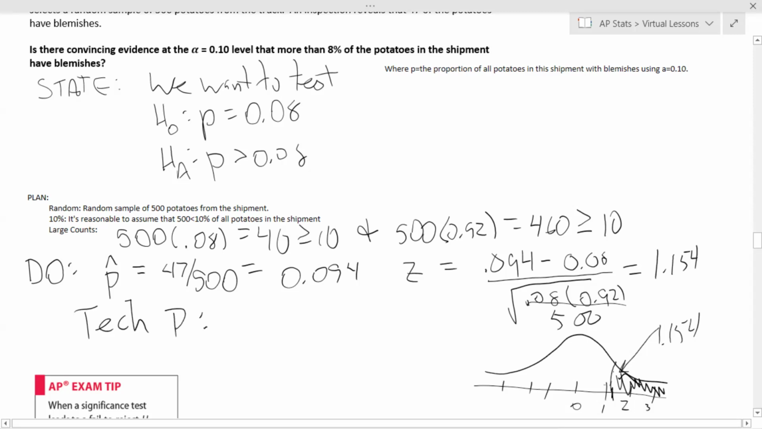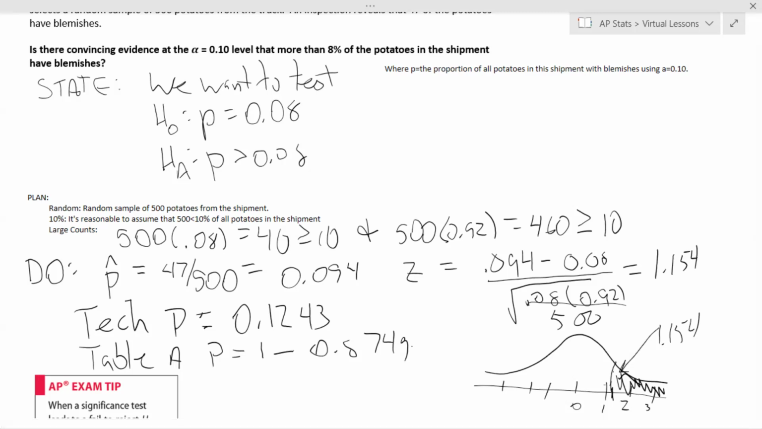If we use technology, the p-value is going to be 0.1243. And if we use table A, the p-value is 1 minus 0.8749. Because remember, you have to go to 1.154 on the table. The probability associated with that is 0.8749, but that's a left-sided or a less than probability, so you have to subtract that from 1, which would give us 0.1251.